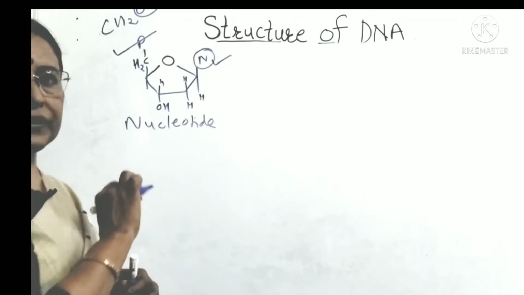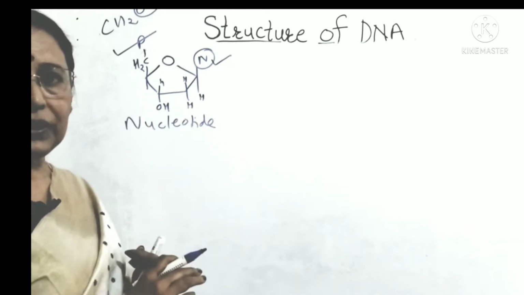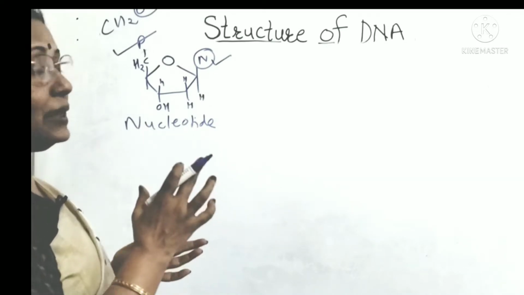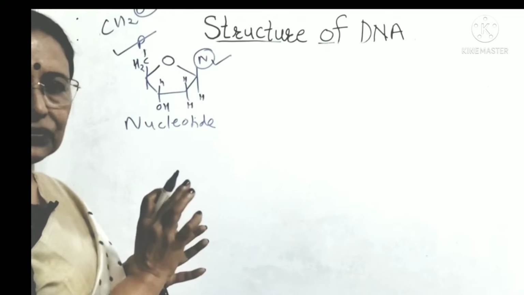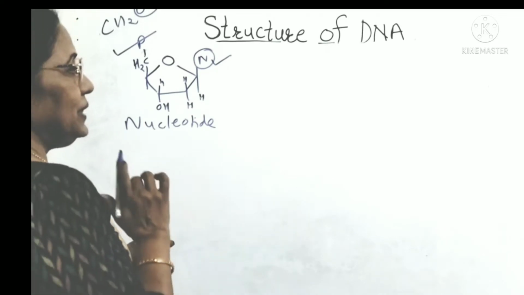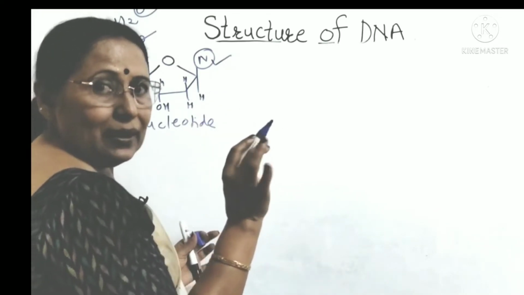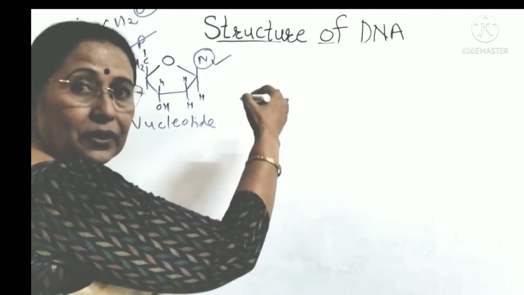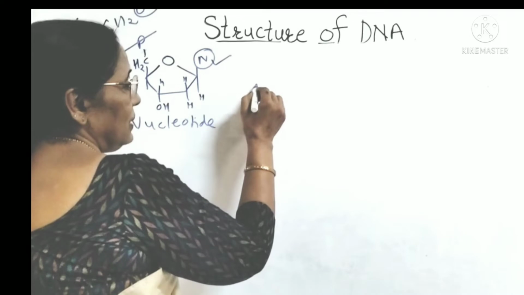Fine. Now we will see how the polymer is formed from a nucleotide. First we will see one strand of DNA. Very simple actually. Many nucleotides will keep joining and a strand will keep forming. So let's make a strand.